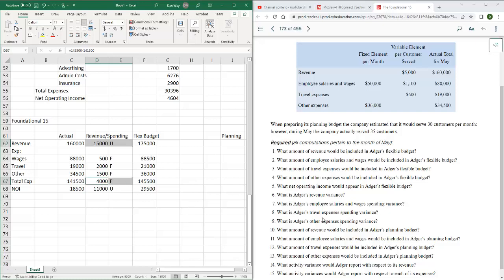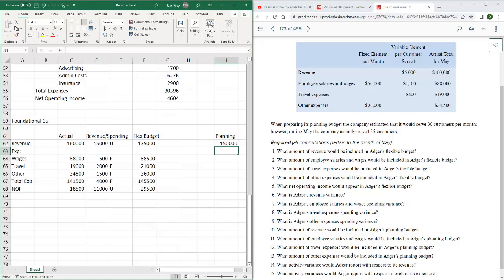Okay, now back to our numbered items here. Number 10 asked what amount of revenue would be included in the planning budget. Remember, our planning budget's prepared at the expected level of activity. Because we're doing it at the beginning of the period, we don't know what actual level of activity we're going to be serving. So what we're going to do there is take our revenue formula. It's supposed to be 5,000 per customer. And we're going to multiply that by our expected or estimated level of activity or customers of 30. So it'd be 150,000.